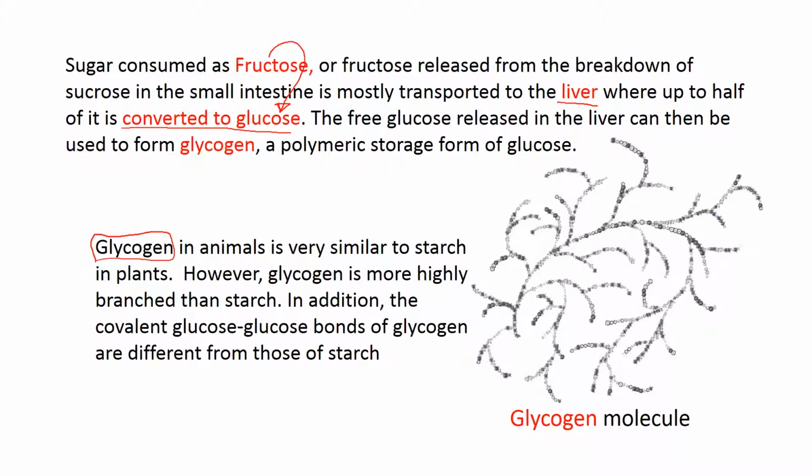However, glycogen is more highly branched than starch, and so I drew this molecule with many more branches. You can see all the little branches here, much more branched than starch. And in addition, the covalent glucose-glucose bonds of glycogen are different from those of starch. I won't cover those details here, but they are different.